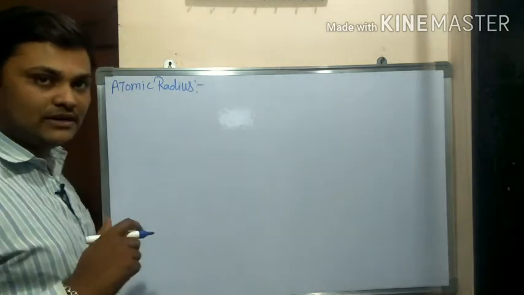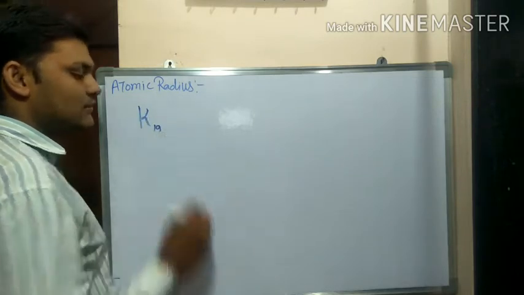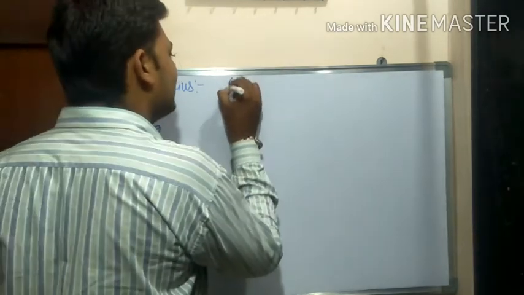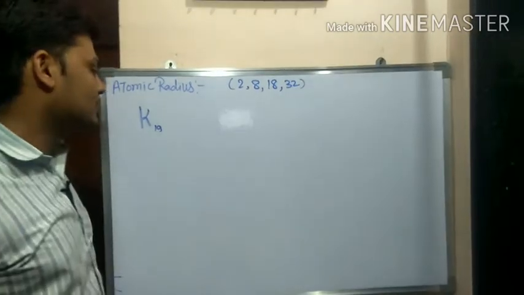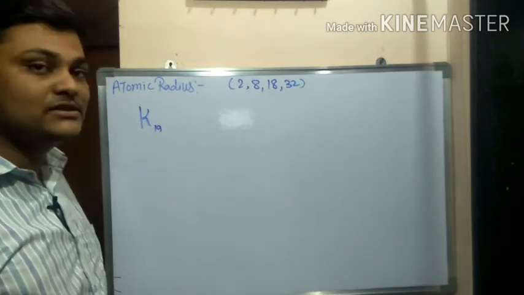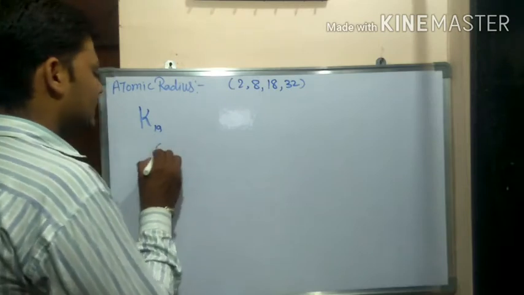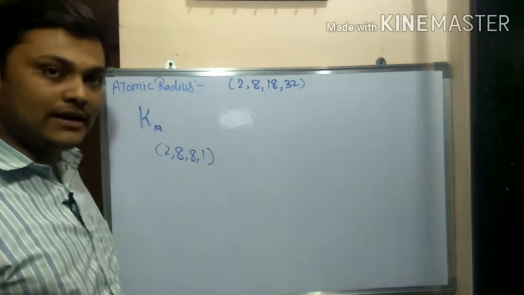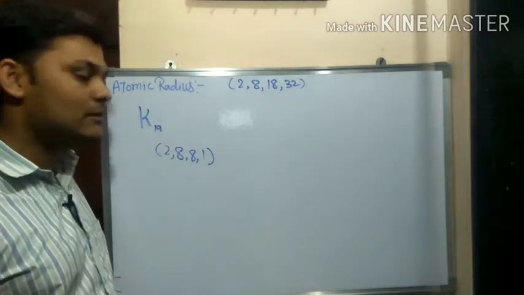For example, we have taken one example, that is potassium. We know very well potassium has atomic number 19. The electronic configuration of potassium is, in the first orbit 2, second 8, third 18, last one is 32. So we have to arrange these electrons as per their accordance. Potassium's electronic configuration is exactly like this, that is 2, 8, 8, 1. 2, 8, 8, 1 means 8 plus 8, 16, 16 plus 2, 18, 18 plus 1, 19.